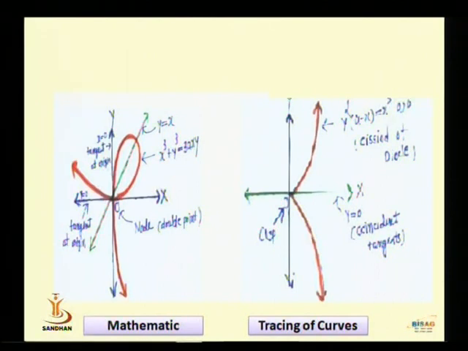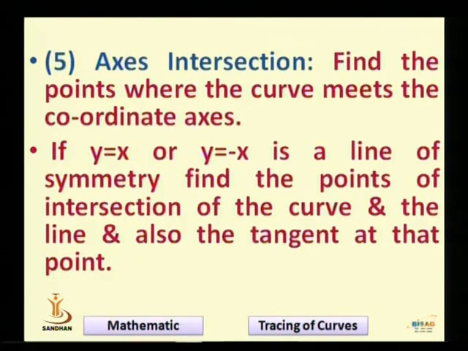Identical for this curve. Next, we have to check the geometrical property of the curve: axis intersection. In this case, we have to check where the curve meets the coordinate axis. If we put y equal to 0 in the equation of the curve and find x, by this method we can find the point of intersection of the curve with the coordinate axis.